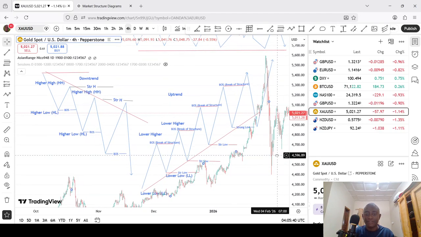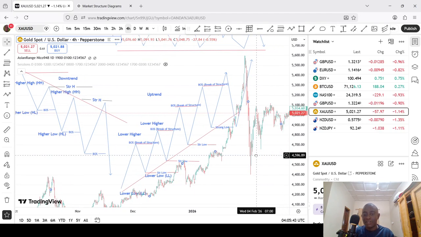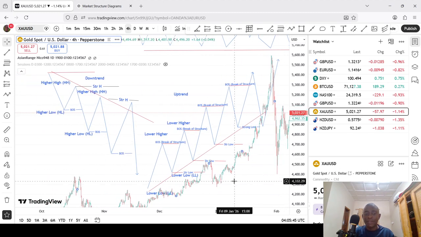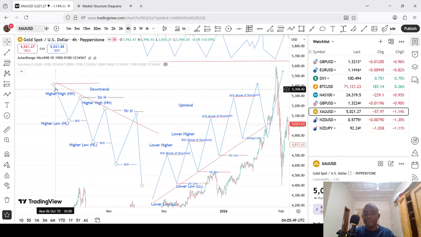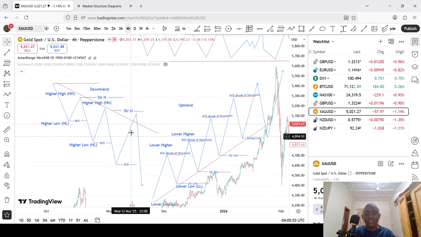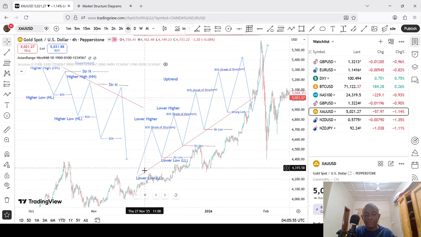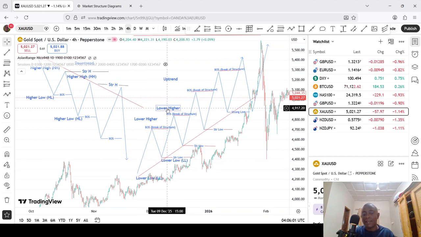You understand? So now we've been following the market trend. Like we have the uptrend where market makes higher high, higher low, higher high, higher low, higher high, higher low. Then the downtrend, lower low, lower high, lower low, lower high.